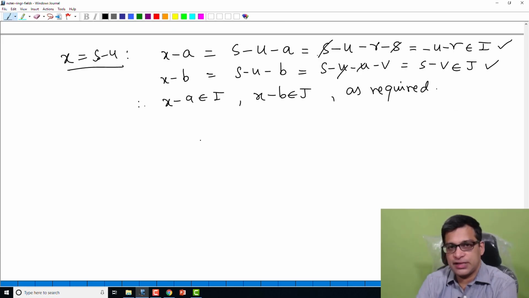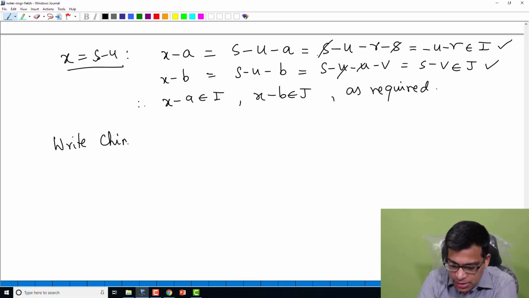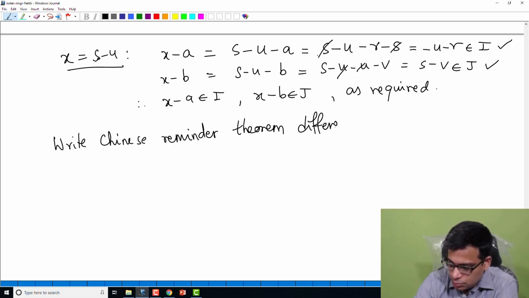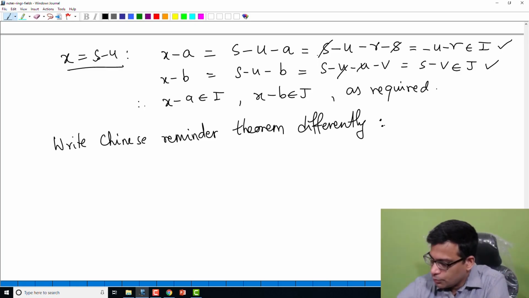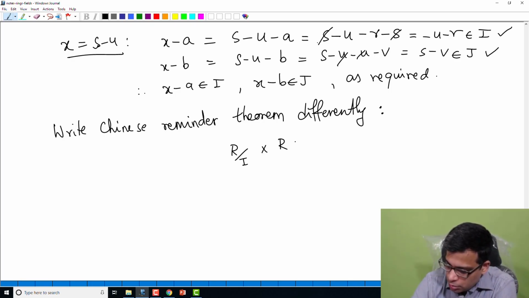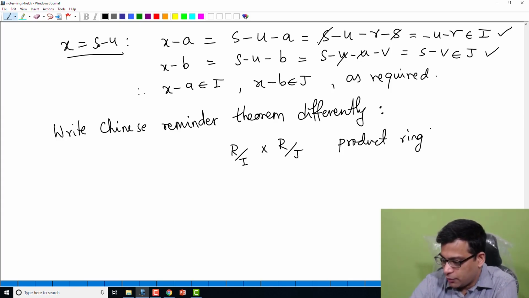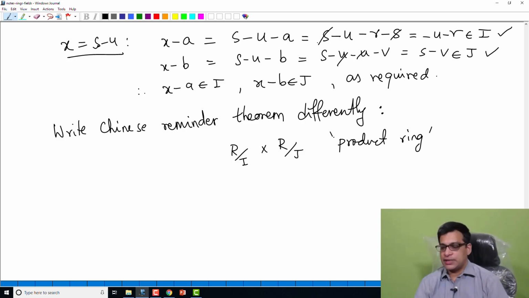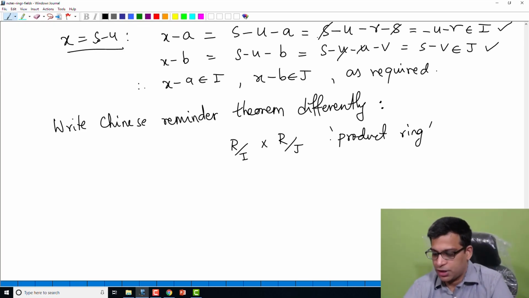So I want to now rephrase the statement of the Chinese remainder theorem in a more conceptual manner. I want to write the Chinese remainder theorem, not the proof but the statement, differently as follows. Okay, so now consider the quotient rings R mod I and R mod J and the product ring. This is the product ring. I believe I mentioned product rings before, but otherwise it's not difficult to see what the operations are here.